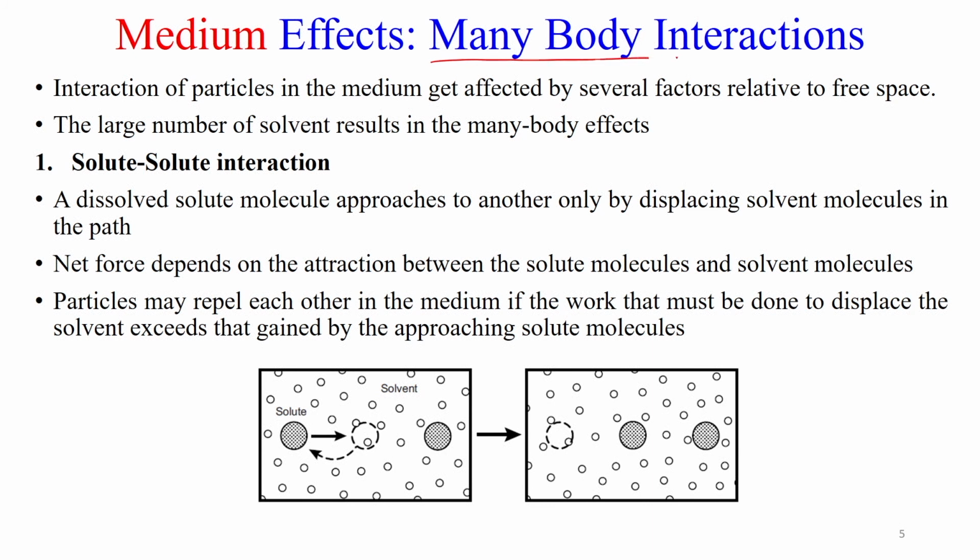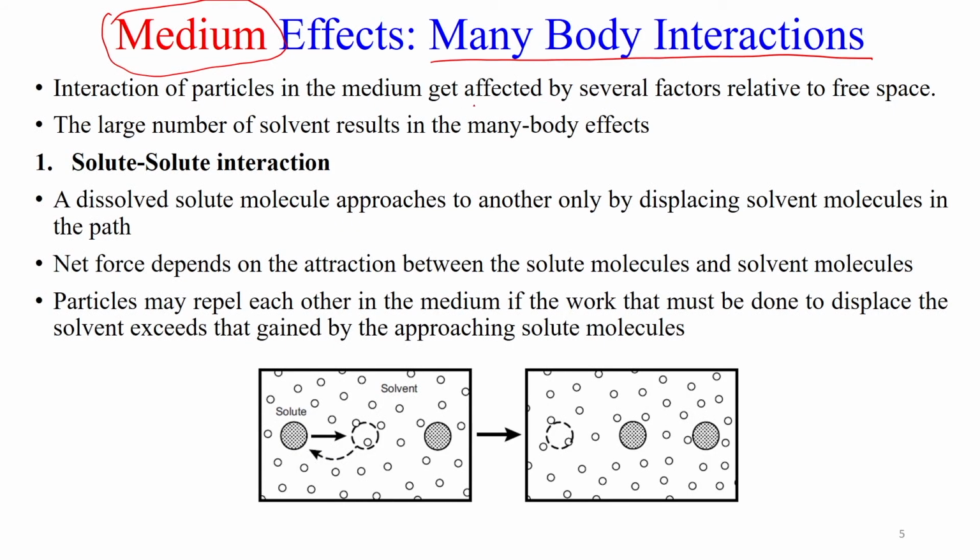Now, this is the pair potential when two molecules are interacting, but in actuality there will be many body interactions, or you can say indirectly there will be the effect of the medium. So, apart from the two solute molecules, they must also interact with the solvent molecules. So, there will be solute interactions as well as solute-solvent interactions. The interaction of a particle in a medium is affected by several factors.